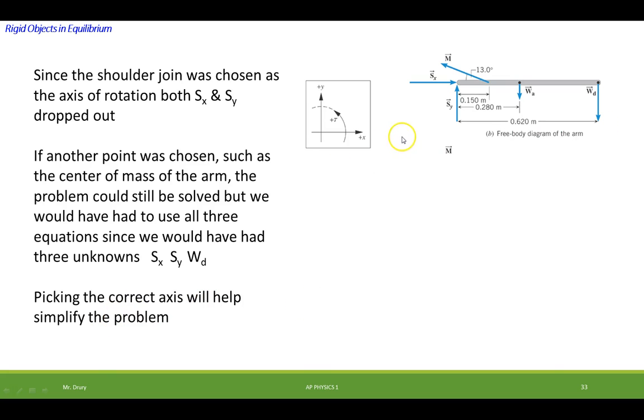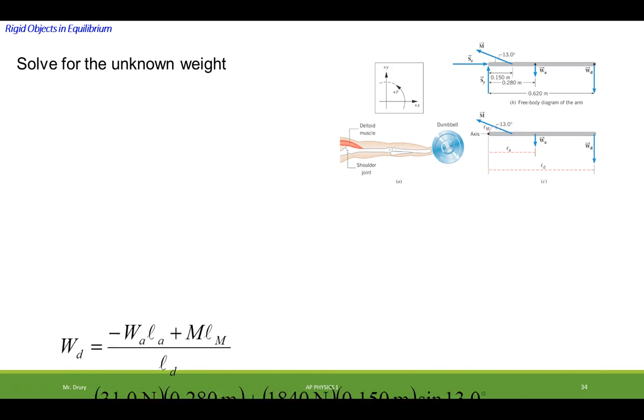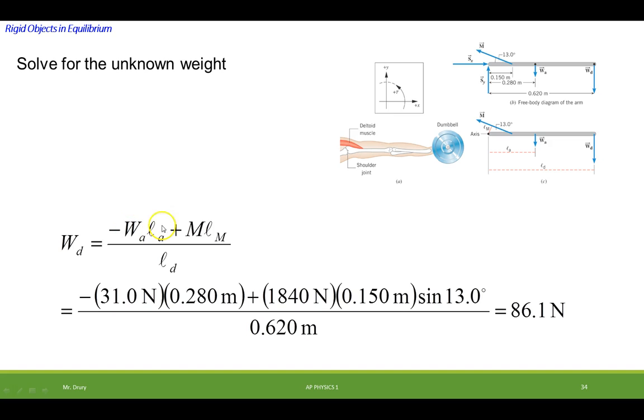So if we would have picked this as the axis of rotation, it still would have worked, but we would have had 3 equations. By picking this point of rotation, we only have 1 equation. And let's go back and finish the problem now. So now that we have our equation, we can solve for the weight of the dumbbell. And it comes out to be 86.1 newtons.